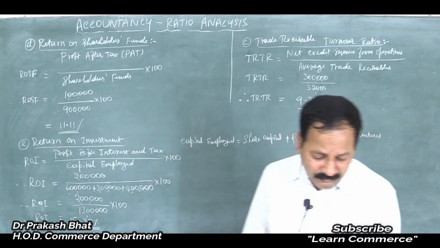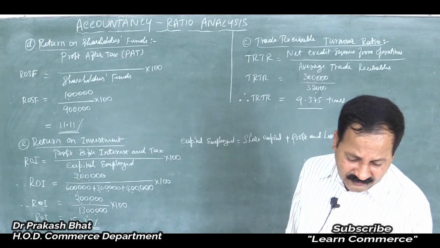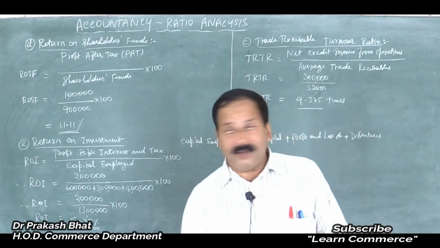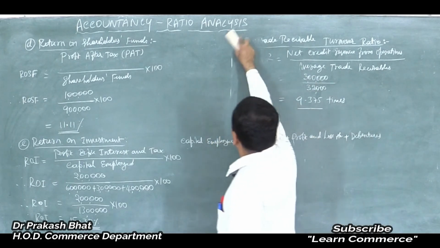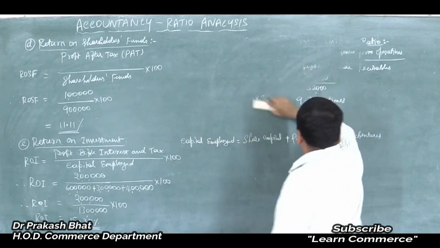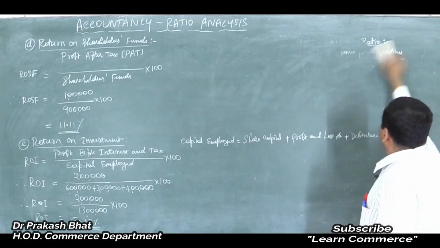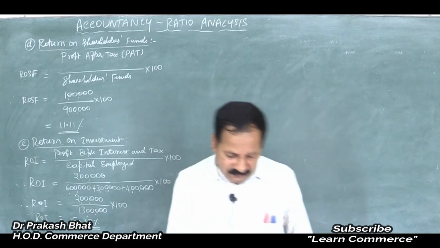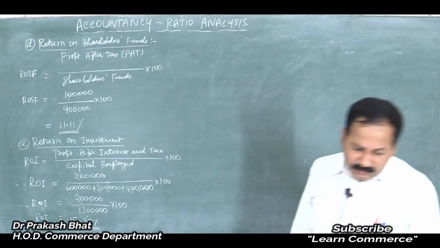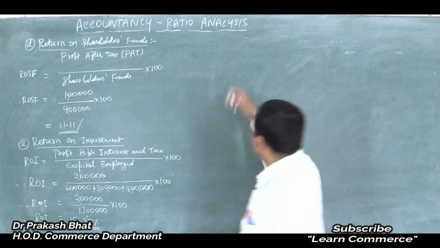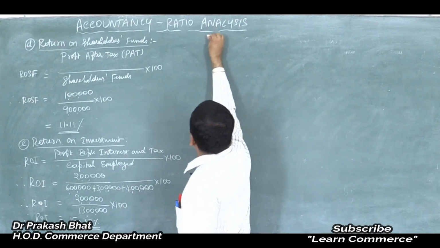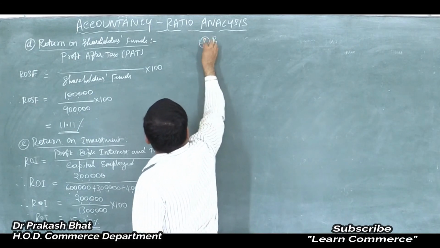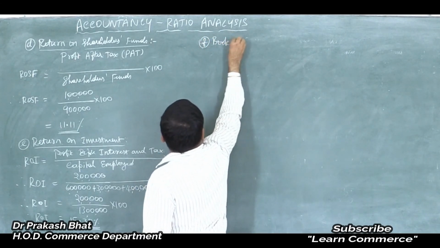Then moving on to the last one. Return on investment is solved, so only one part is remaining, the last part. Let us solve it here. What is it? Book value per share, right? That is not point E, it is the sixth one. Book value per share.